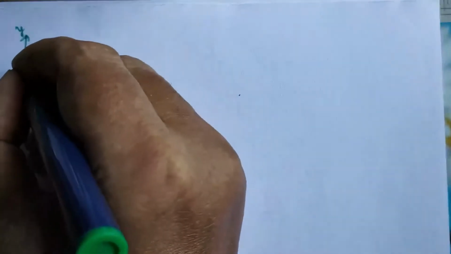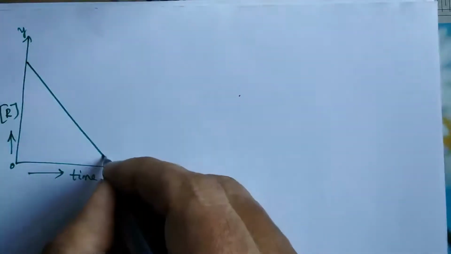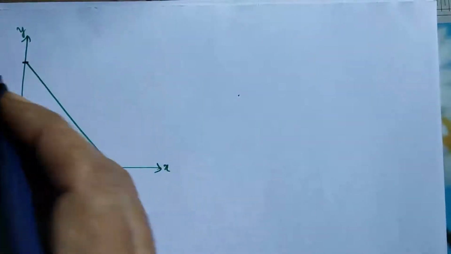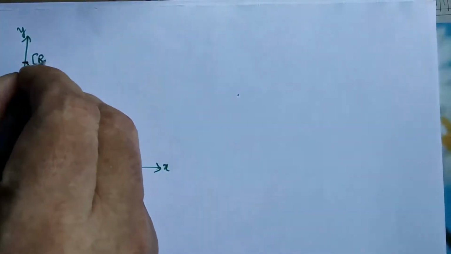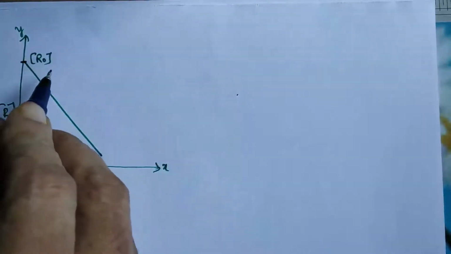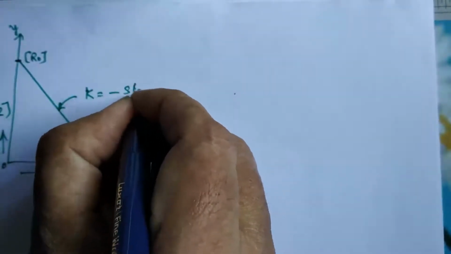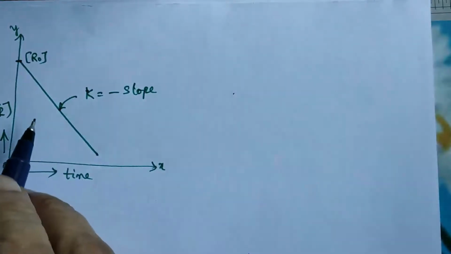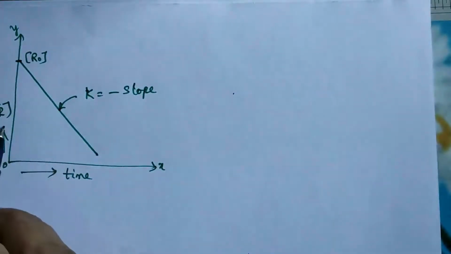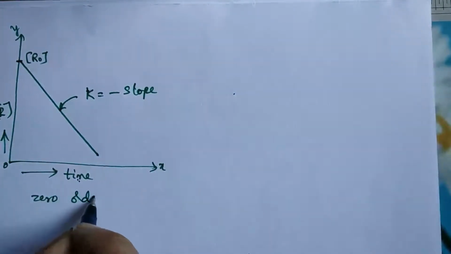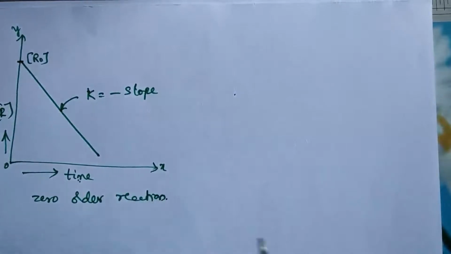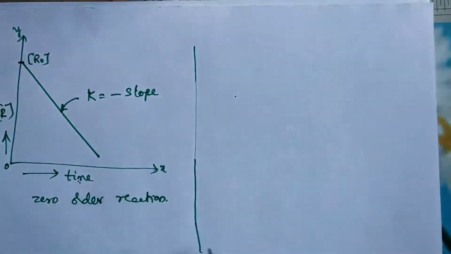So here it is a negative slope from the y-axis to the x-axis. The intercept on the y-axis is the concentration of reactants at the initial stage, that is R0, and the slope is equal to the rate constant K. K is equal to the negative slope. So that is the graph between the concentration of reactants versus time for the zero order reaction.